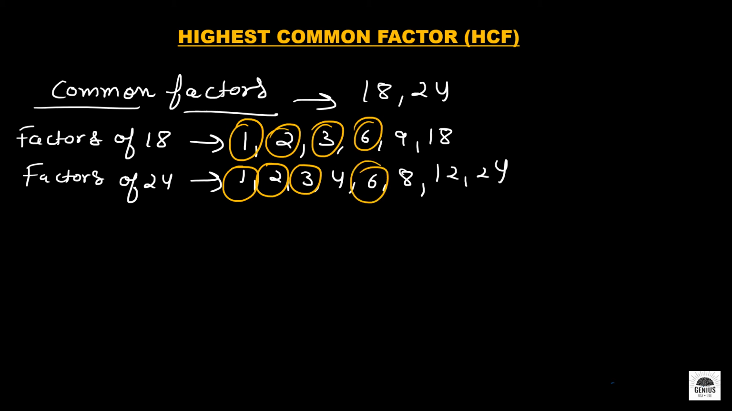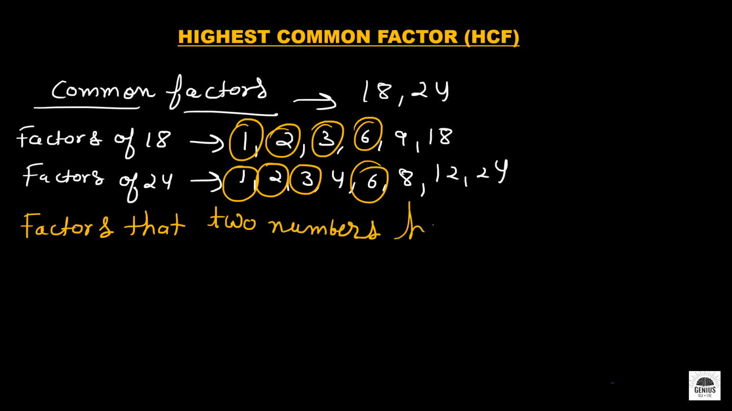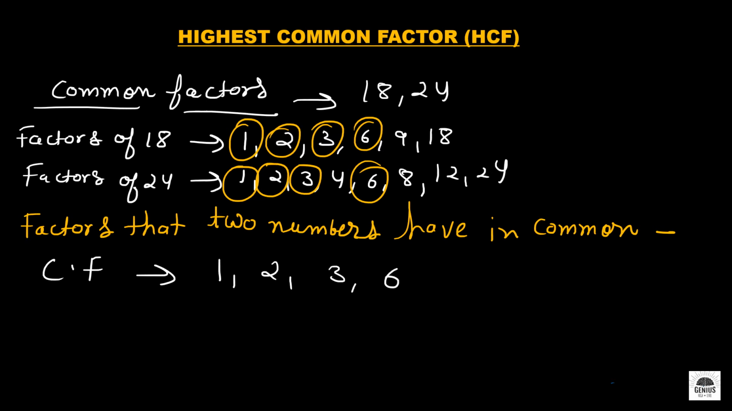So what are common factors? Factors that two numbers have in common are called common factors. Now the common factors of 18 and 24 are 1, 2, 3 and 6. Among all these common factors, 6 is the largest common factor.